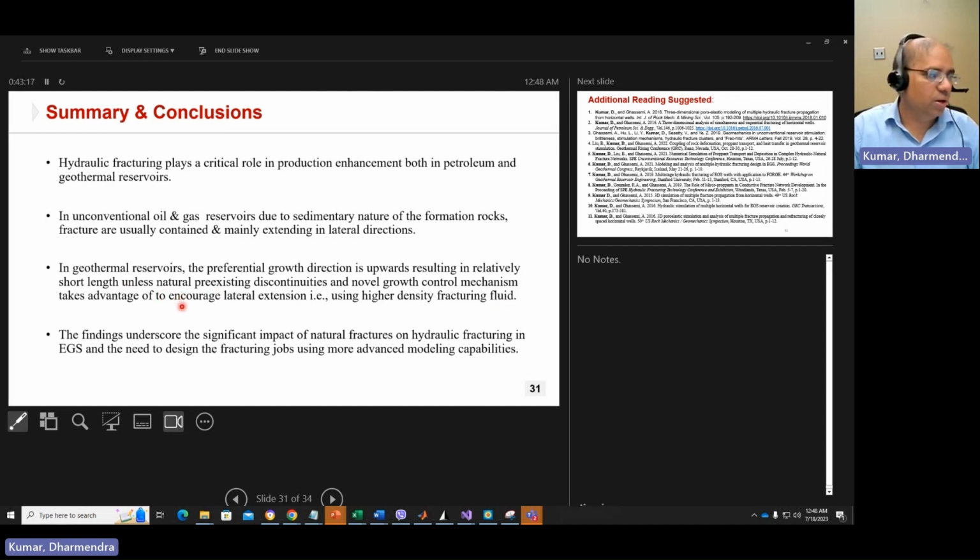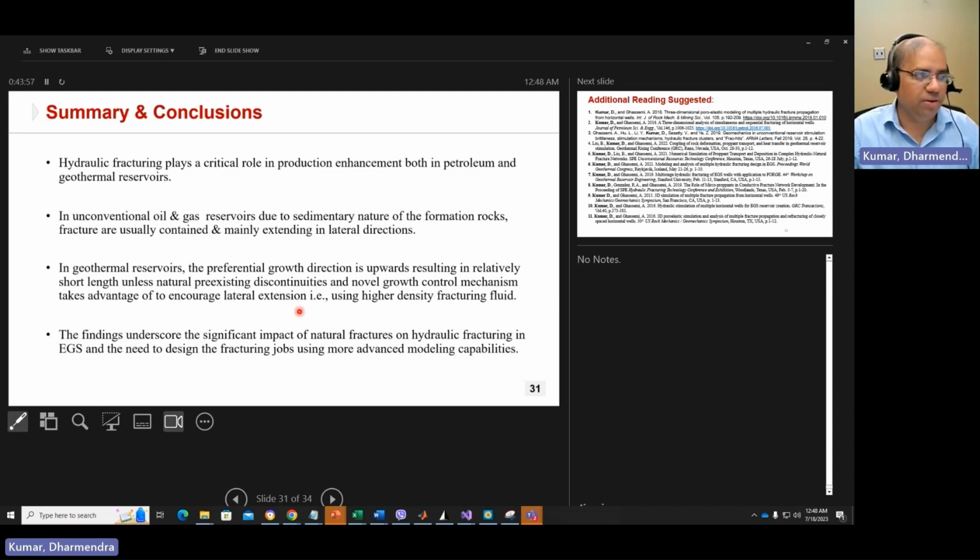And also this simulation suggests if you can use high density fracturing fluid, we can probably encourage some lateral extension in geothermal reservoir too. So it is finding the significant impact of natural fracture on hydraulic fracture in EGS and also in oil and gas too, because we have seen in this simulation too that all these need to be higher, like more advanced modeling and advanced tools to successfully stimulate geothermal. So this is one initial study for geothermal stimulation. So there are a lot of things still need to be solved for geothermal, but it's promising.